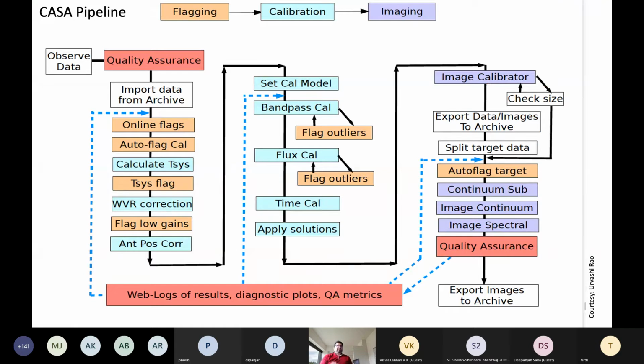This is a typical pipeline which we follow when doing this, using the most widely available software called CASA, or Common Astronomy Software Application. It is maintained and developed by NRAO, and it is also going to be useful for analyzing SKA data in future. So that is typically what we did.